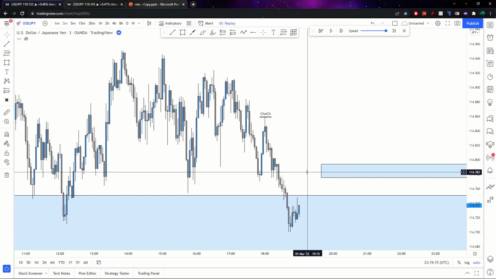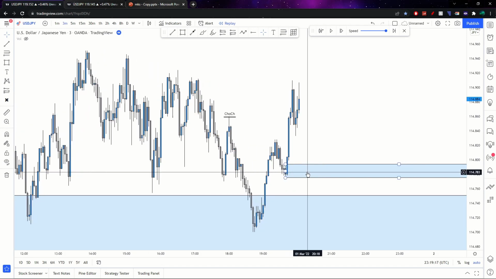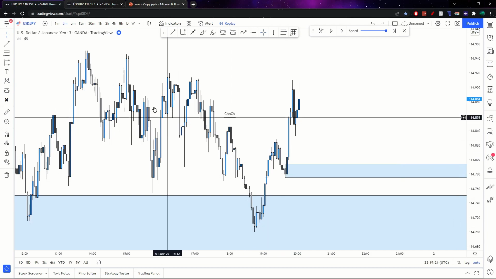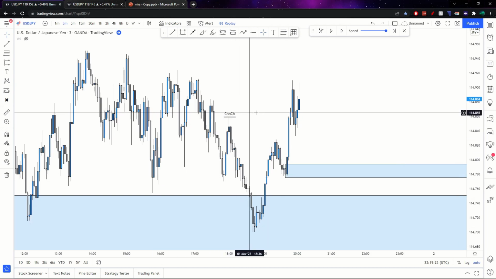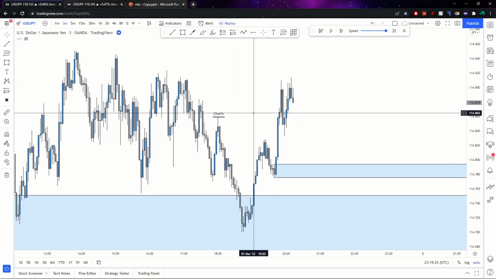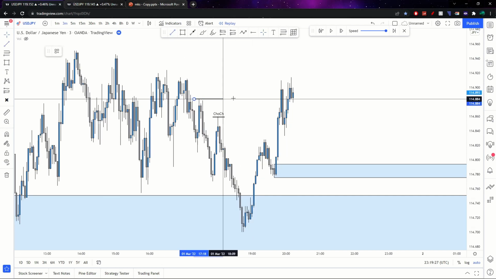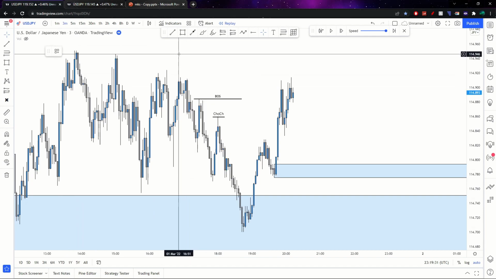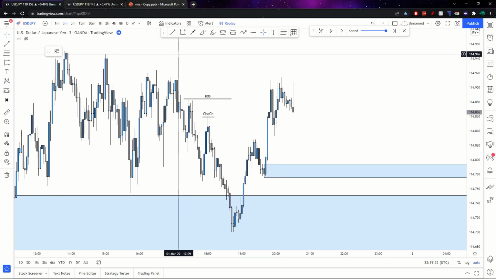and it was about here when I spotted this 3-minute zone. I spotted that 3-minute zone, and I spotted this change of character right here, right? And then secondly, that break of structure right there, right? And that's when I wanted to enter this trade, right?